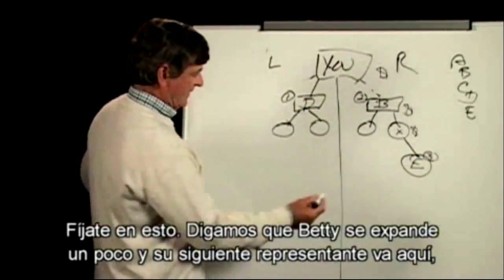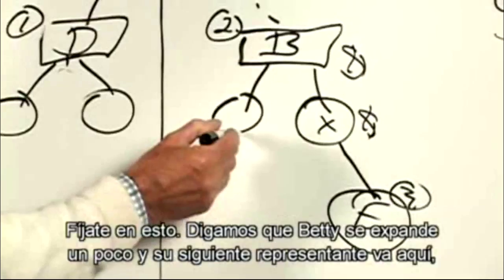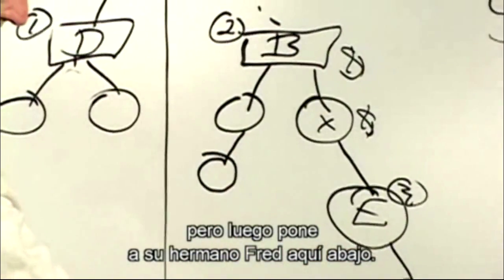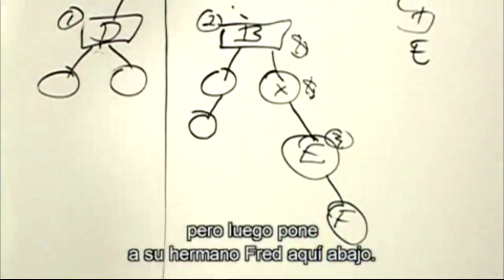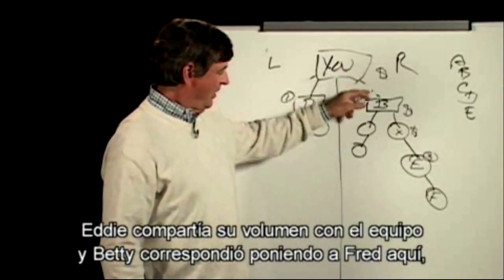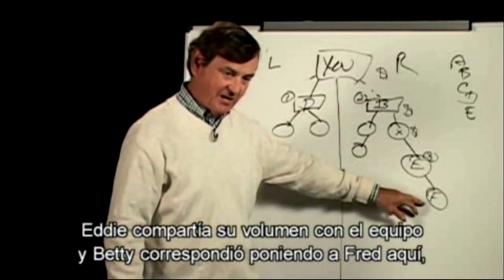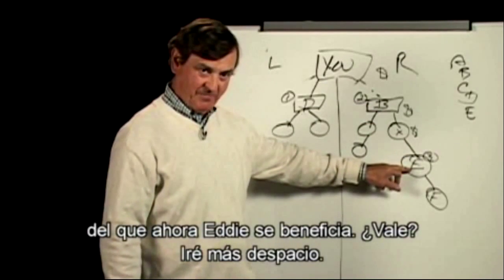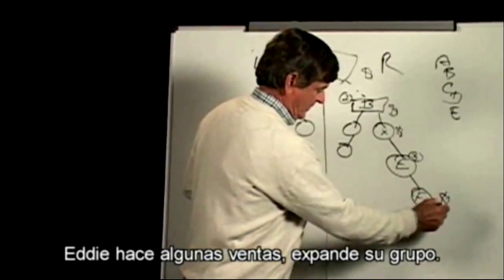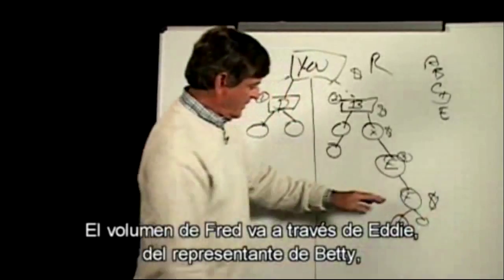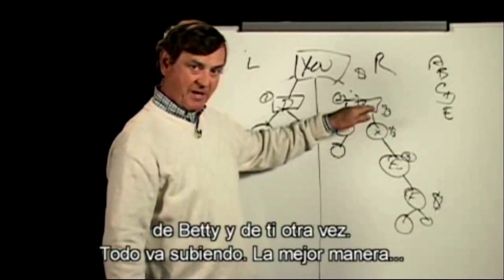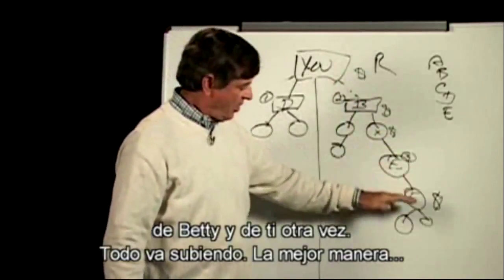Now, how does that reward Eddie, who's been put in this place? Well, watch this. Let's say Betty expands a little bit, and her next rep goes here, but then she puts her brother Fred down here. All of a sudden, Eddie was sharing volume with the team. Betty reciprocated with Fred down here that Eddie now benefits from, okay? So let me slow that down for a second. Eddie makes some sales, grows his group. Fred's volume goes through Eddie, through Betty's rep, through Betty, and back to you. So it's all flowing up.